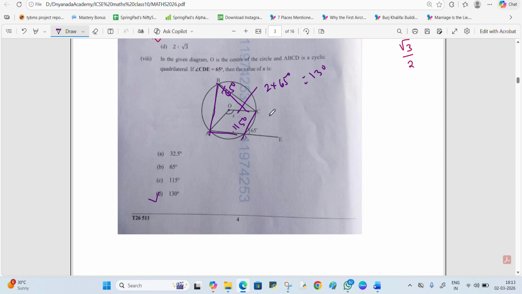Now in this, calculate the angle. This angle is 65. So this will be angle in linear pair. Linear pair angle will be 115. Now this is 115, and this ABCD is a cyclic quadrilateral. B will become 65. Now the angle subtended by the center is twice the angle subtended in the same segment. So it will become twice 65, that is 130.